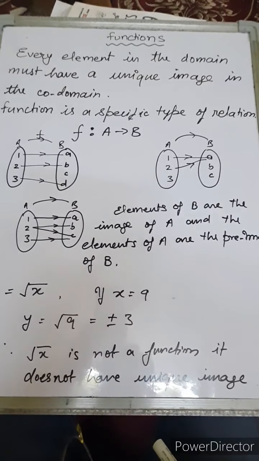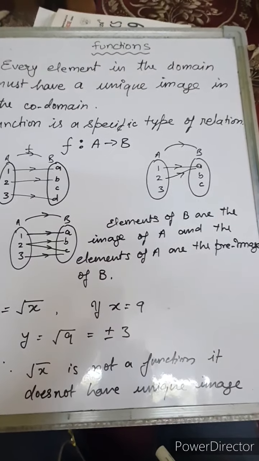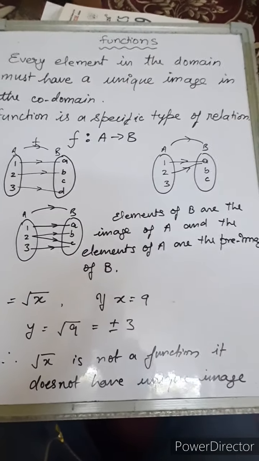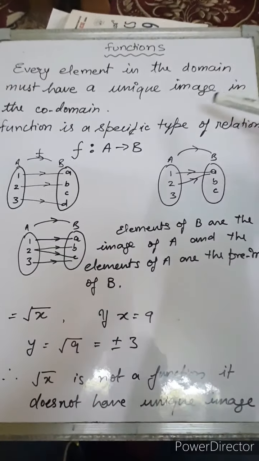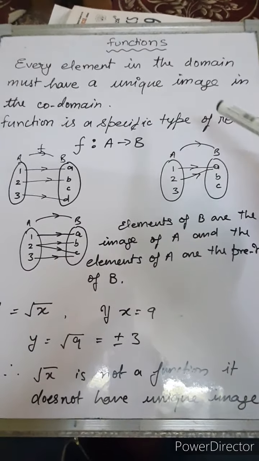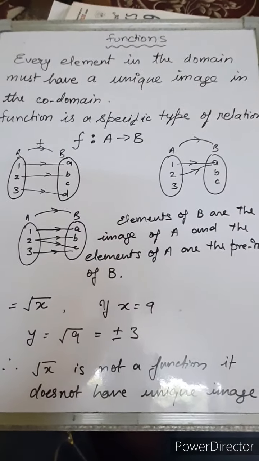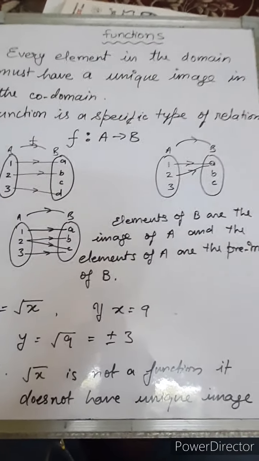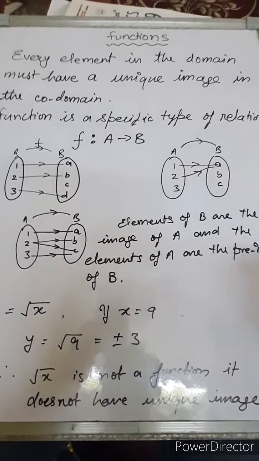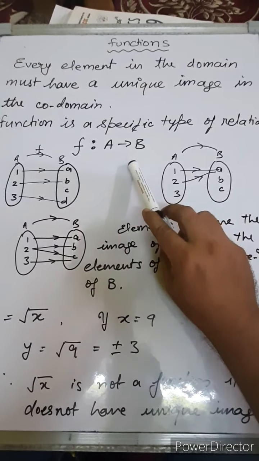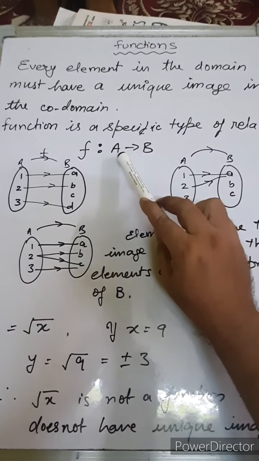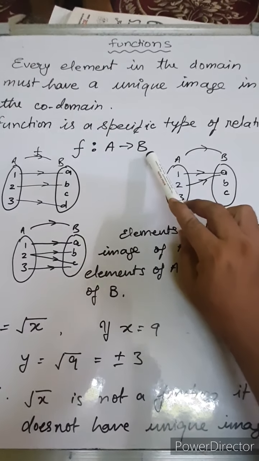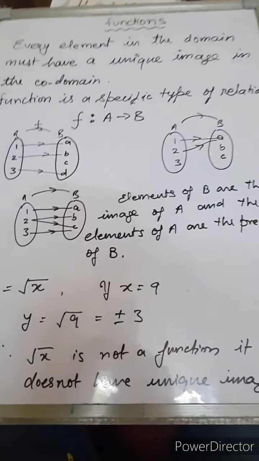Children, today we are going to discuss the topic functions. The definition of a function states that every element in the domain must have a unique image in the codomain, right? And every function is a specific type of relation, where A is mapped to B. That means the image of an element of A is B, right?